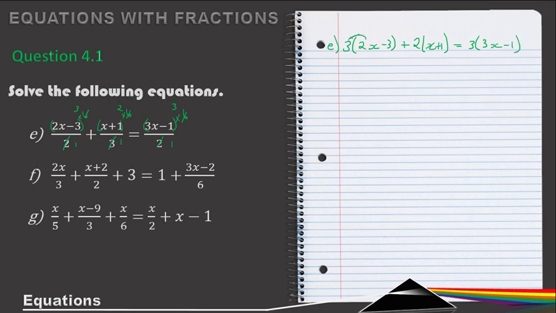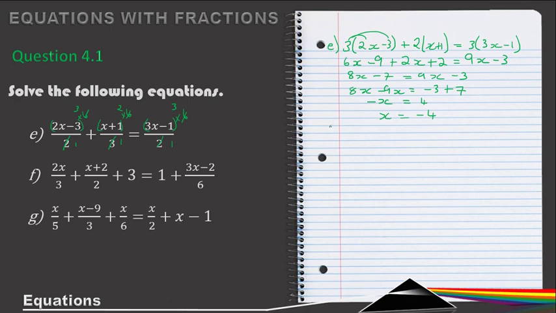Multiply out the brackets, so this becomes 6x minus 9, then plus 2x plus 2 equal to 9x minus 3. All right. So let's just, for the next step, add our like terms here. We've got 8x minus 9 plus 2 gives me negative 7 equal to 9x minus 3. So now taking the 9 over, I've got 8x minus 9x equal to negative 3 plus 7. This is negative x equal to 4, and then x is equal to negative 4.